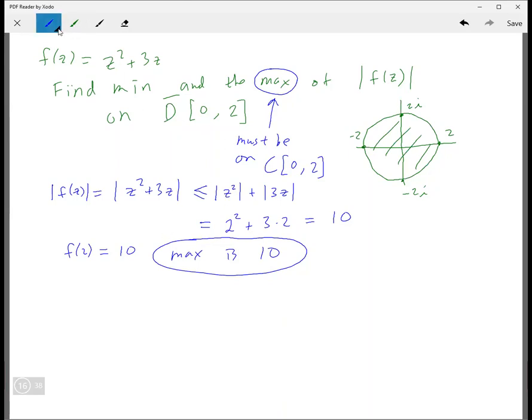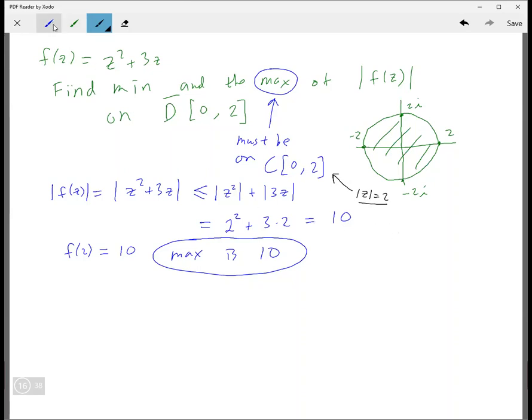Now, let me just point something out really quickly in case anybody got confused about this. Another way of saying a circle is by saying the modulus of z equals 2. That's another way of saying the circle centered at the origin of radius 2. And so that means that anywhere on this circle, the modulus is 2. Anywhere on this boundary.